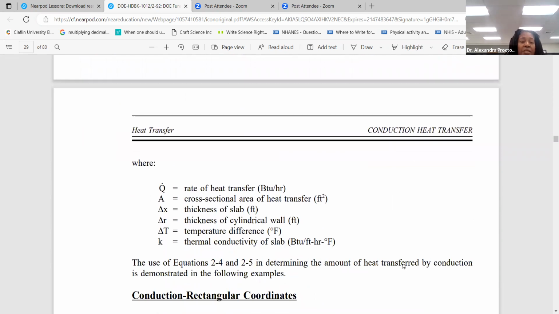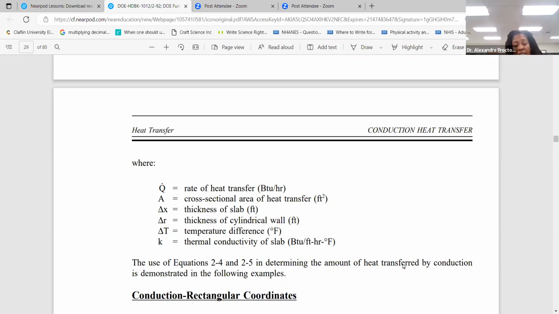Where Q is the rate of heat transfer in BTU per hour, A is the cross-sectional area of heat transfer in feet squared, delta X is the thickness of the slab in feet, delta R is the thickness of the cylindrical wall in feet, and delta T is the temperature difference in degrees Fahrenheit. And K is the thermal conductivity of the slab, in BTU per foot hour degree Fahrenheit.